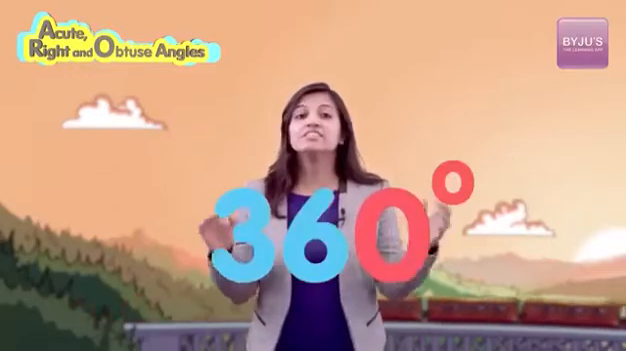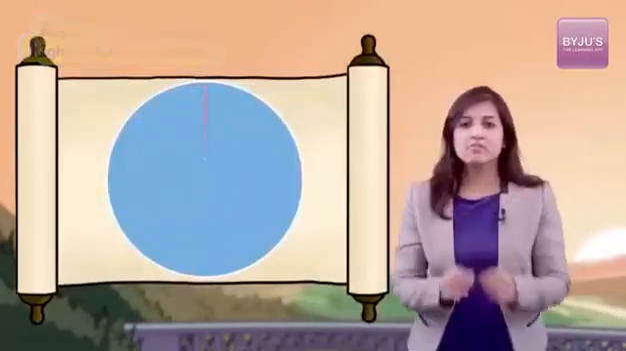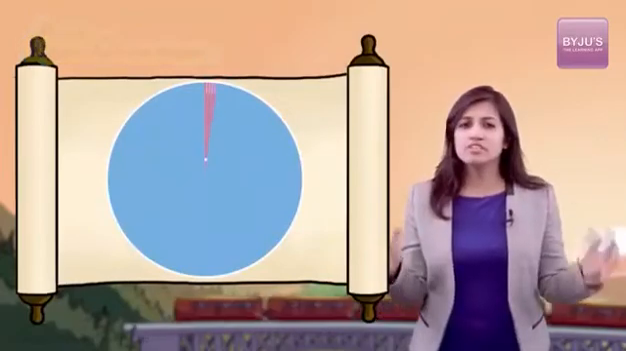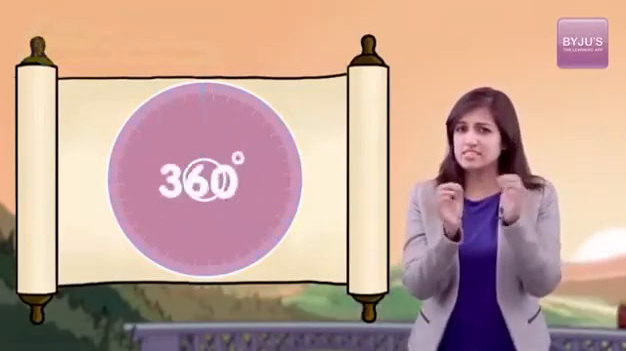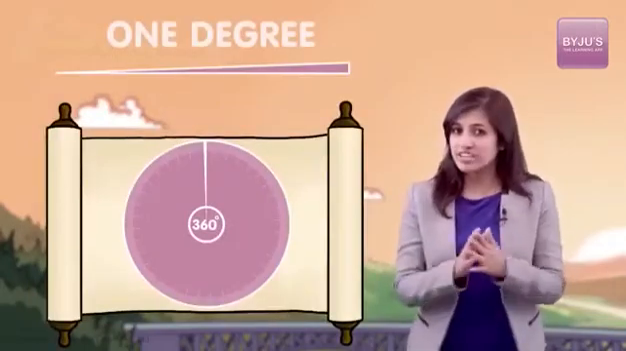Okay, so how many degrees are there in a circle? Now that's what I call a brilliant question. The answer is 360. It's not a number that I have given. Ancient mathematicians decided to break a circle down into 360 equal parts. And each part they gave a name. They called it a degree.